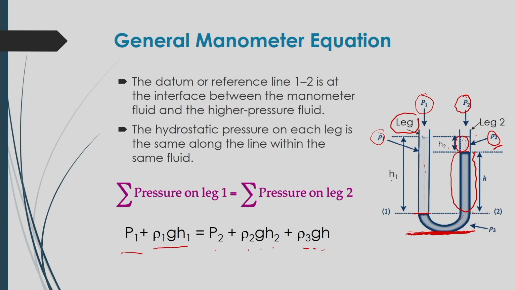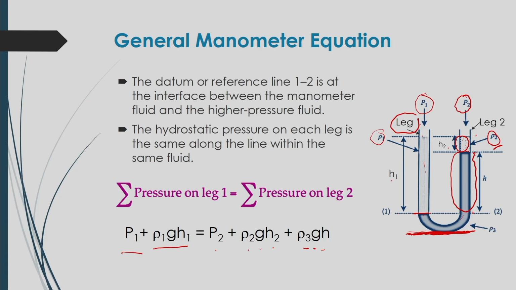Now, both total pressures will be the same at static condition of the manometric fluid inside this manometer. From this you will be able to calculate the pressure difference between P1 and P2. So, from this equation you can say that P1 minus P2 will be equal to rho 2 g into H2 plus rho 3 g into H minus rho 1 g into H1. In this way you can calculate the pressure difference between 2 points if this manometer is connected to a certain system.